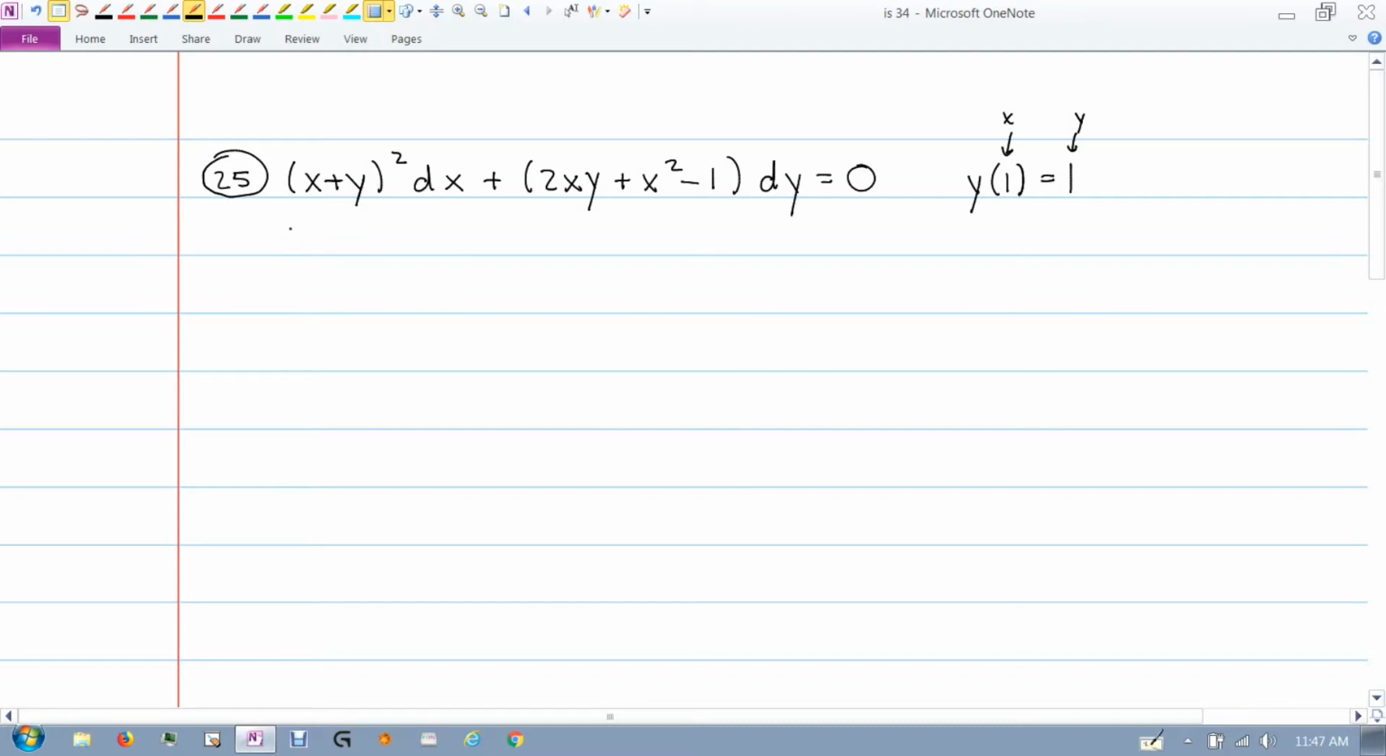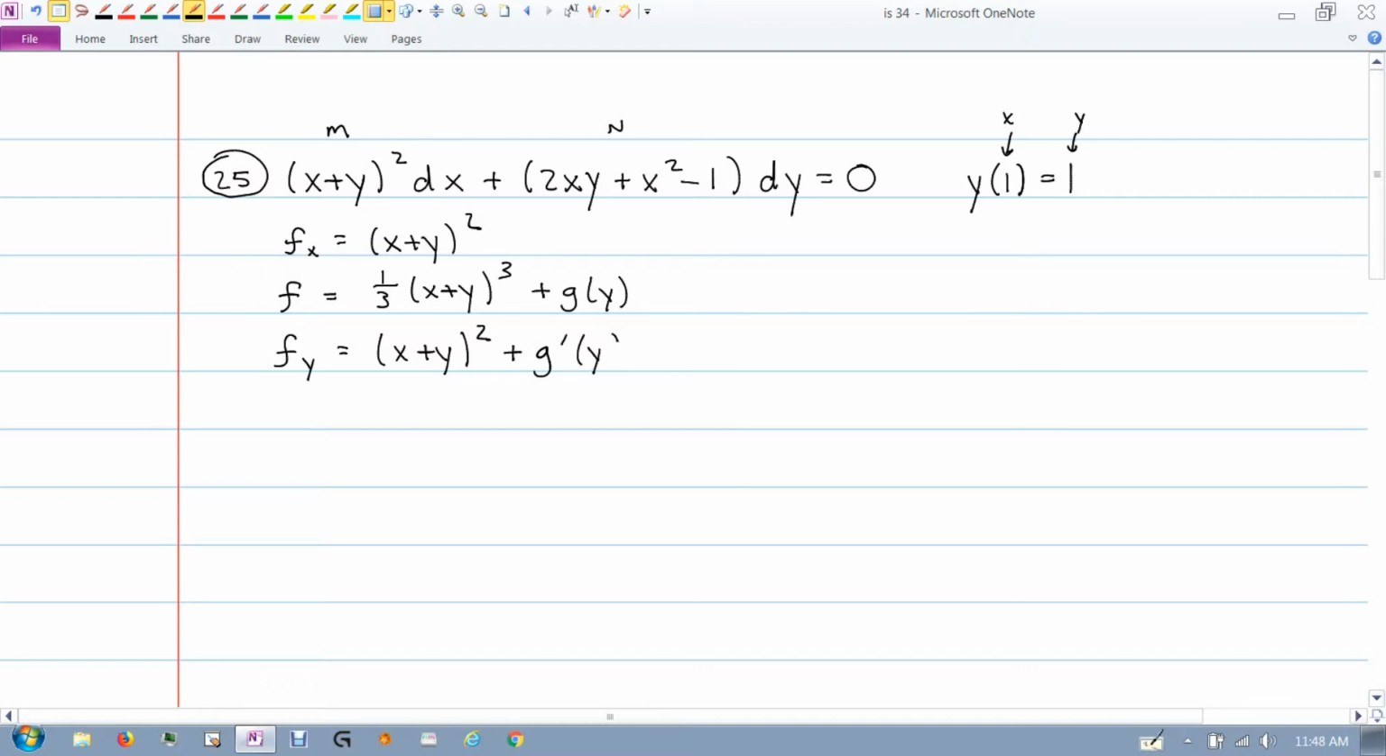Assuming that this is exact, this is M, and this is N, so we know that the partial of f with respect to x has to be x plus y squared, that whole thing. And then the antiderivative of that is going to be 1/3 times x plus y cubed. And then if we take the derivative of that with respect to y, we get, oh, I forgot my g of y here. The derivative of that with respect to y would be a little power rule there, and then the derivative of the inside is just 1, plus g prime of y.